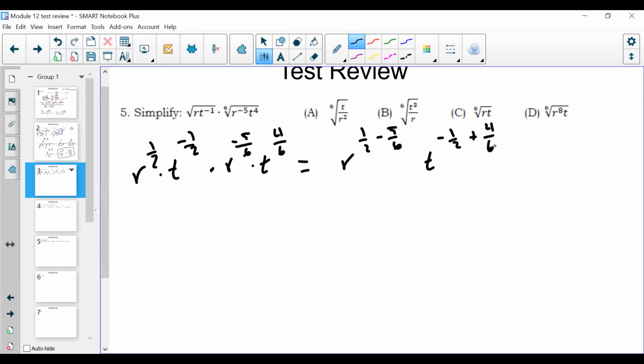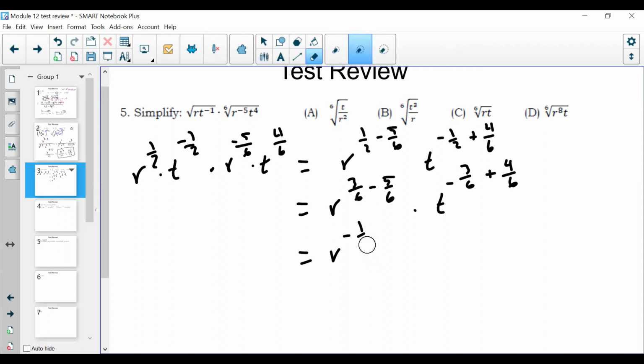So I'm really just combining them together. This r to the 1/2 is the same thing as 3 over 6 minus 5 over 6. This t to the -1/2 is the same as -3 over 6 plus 4 over 6. So I'm changing them so I can actually combine the fractions. And I end up getting r to the -2/6 right here, which is -1/3, sorry. And then -3/6 plus 4/6 is just a positive 1/6.